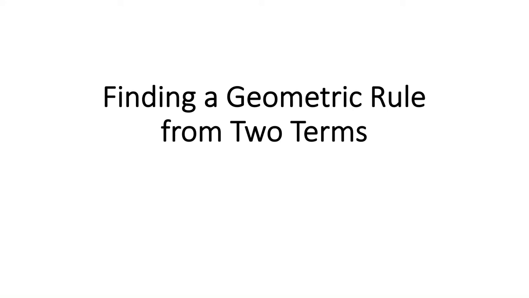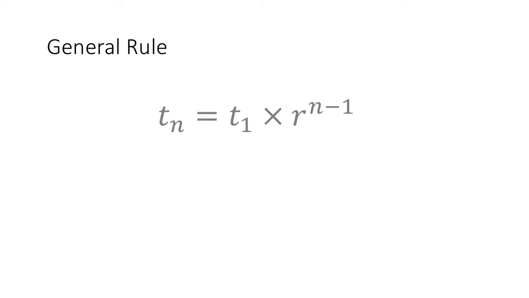This video is going to have a look at finding the geometric rule for a sequence where we don't have the exact sequence, but we do know two terms within that sequence. So the general rule that we are looking to find is Tn is equal to T1 times R to the power of n minus 1.